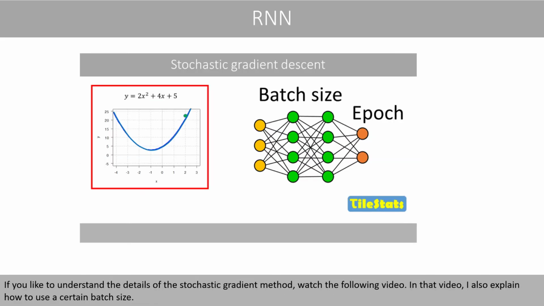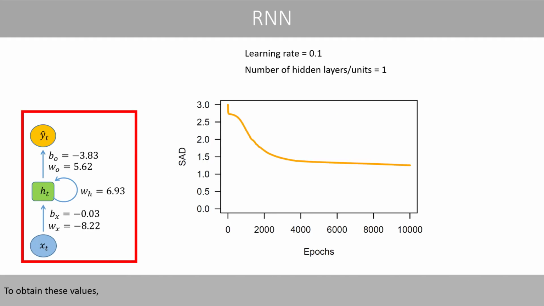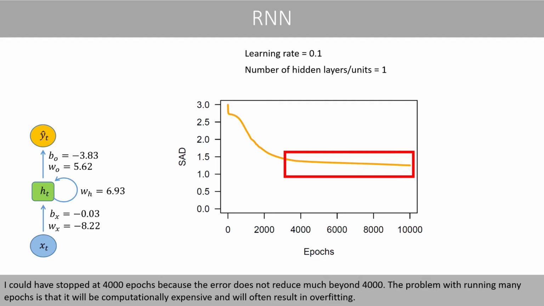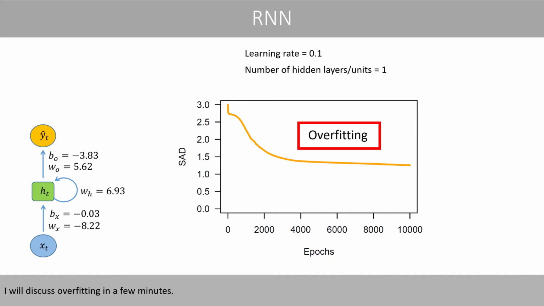If you like to understand the details of the stochastic gradient descent method, watch the following video. In that video, I also explain how to use a certain batch size. To obtain these values, I ran 10,000 epochs to get a nice fit to the training data. I could have stopped at 4,000 epochs because the error does not reduce much beyond 4,000. The problem with running many epochs is that it will be computationally expensive and will often result in overfitting. I will discuss overfitting in a few minutes.